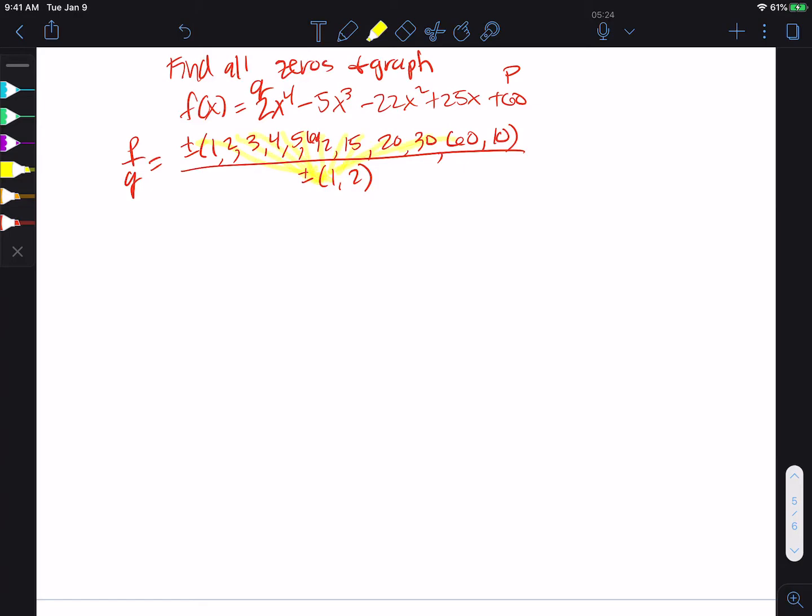So then it ends up looking pretty messy when we go like this. So I've got plus or minus 1, 2, 3, 4, 5, 6. I'm going to put 10 right here now. 10, 12, 15, 20, 30, 60, right? But then we need to do 1 divided by 2, 2 divided by 2. So 1 divided by 2 we don't have yet.